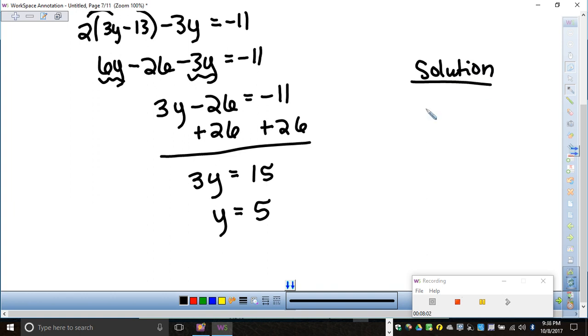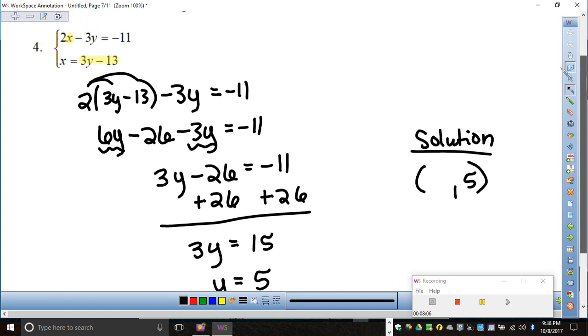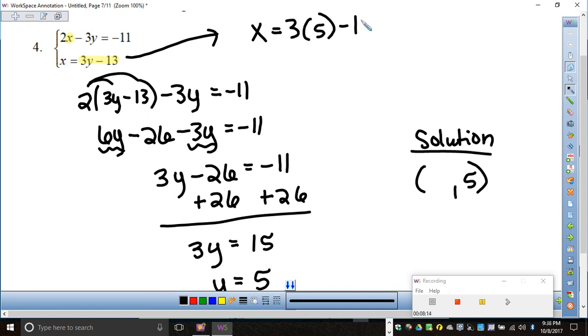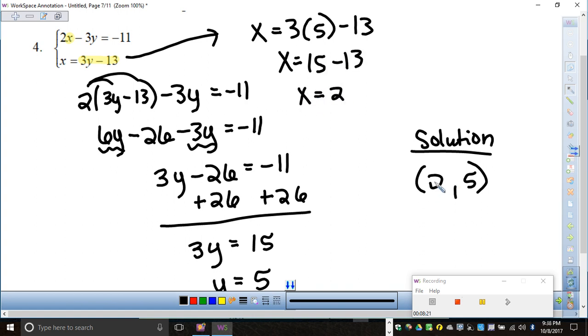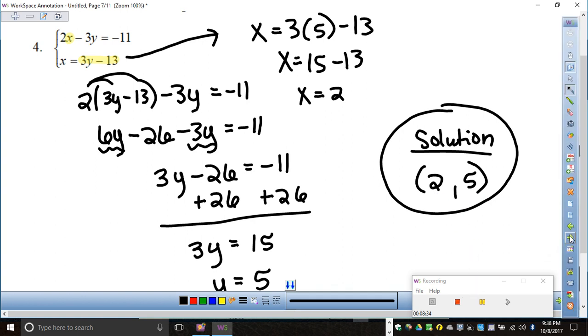So that has just told us the y value of the point of intersection. Now we can plug that y value into the second equation to easily solve for x. And we get that our x value is 2. It wants us to write our solution as an ordered pair. It's 2, 5. If we were to graph this, those would be the xy coordinates of the point of intersection.